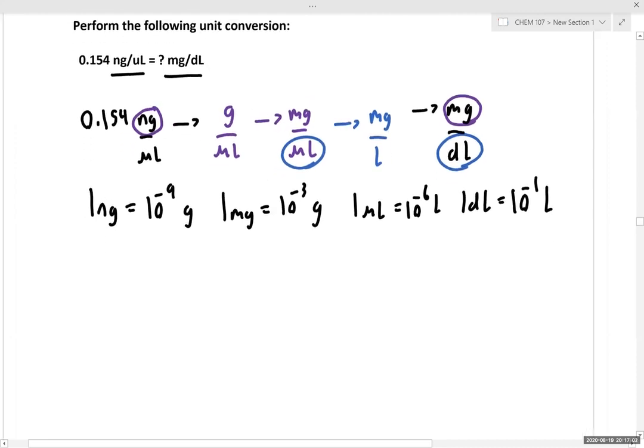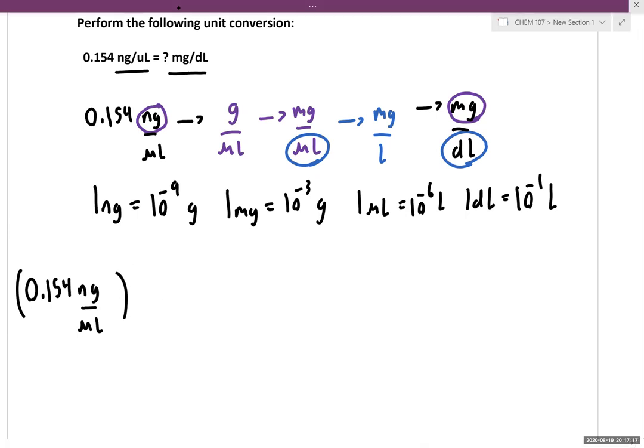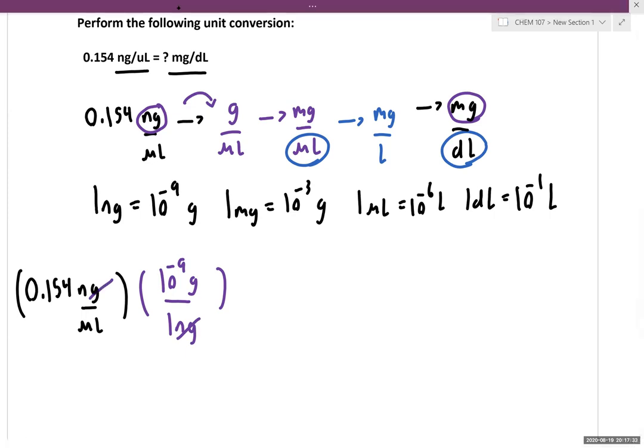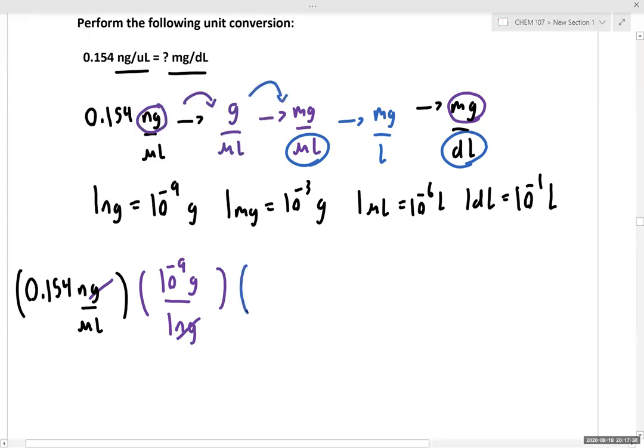Now that we have this solution map and our set of equalities, we're going to begin our unit conversion. So we have 0.154 nanogram per microliter. Okay, for our first step, we are going from nanograms to grams. So we're going to have units of grams on top. So we have 10 to the negative 9th grams per 1 nanogram. Nanograms cancel.